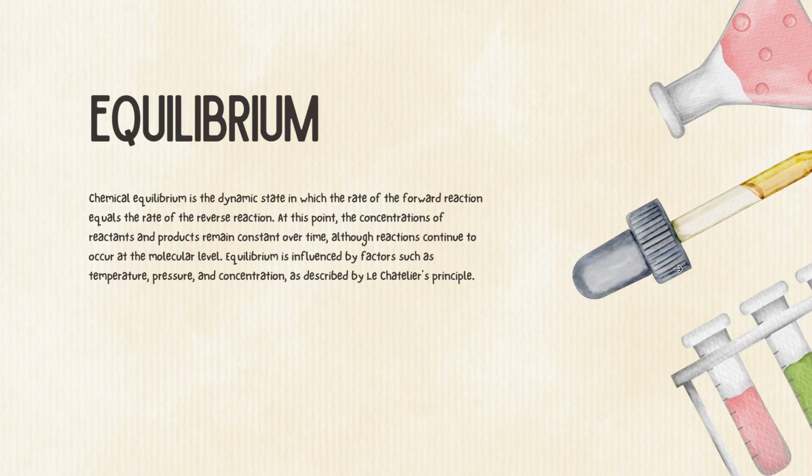Equilibrium. Chemical equilibrium is the dynamic state in which the rate of the forward reaction equals the rate of the reverse reaction. At this point, the concentrations of the reactants and the products remain constant over time, although both reactions continue to occur at the molecular level. Equilibrium is influenced by factors such as temperature, pressure, and concentration, as described by Le Chatelier's principle.